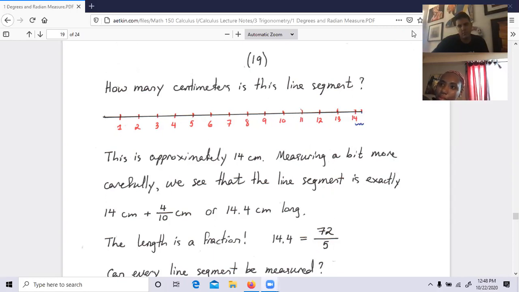Okay, interesting, makes sense. Can you measure every segment of space? So you see here, I just took a segment and I was fortunate enough to be able to measure it exactly. I was able to calculate that its length is 14.4 centimeters or 72 over 5 centimeters. That means I take 72 centimeters and I cut that somehow proportionately into 5, and 1/5 of 72 centimeters is my length of the stick.